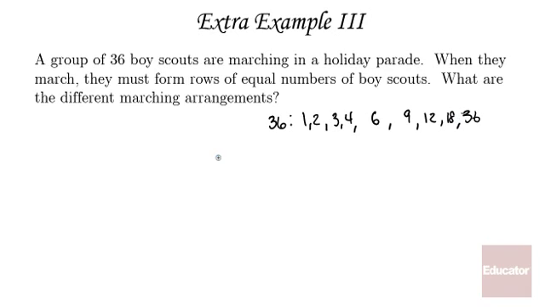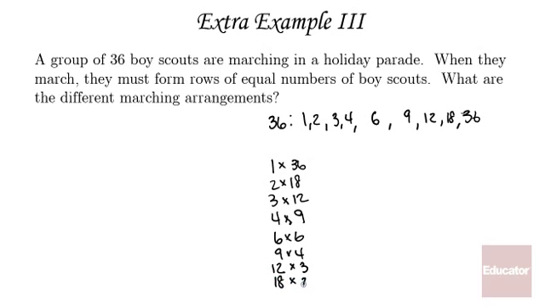So the different marching arrangements are 1 row of all 36, or 2 rows of 18 Boy Scouts, or 3 rows of 12 Boy Scouts, or 4 rows of 9 Boy Scouts, or 6 rows of 6 Boy Scouts. You could also do 9 rows of 4 Boy Scouts, or 12 rows of 3 Boy Scouts, or 18 rows of 2 Boy Scouts, or 36 separate rows of just 1 Scout deep. So these are all the different arrangements.